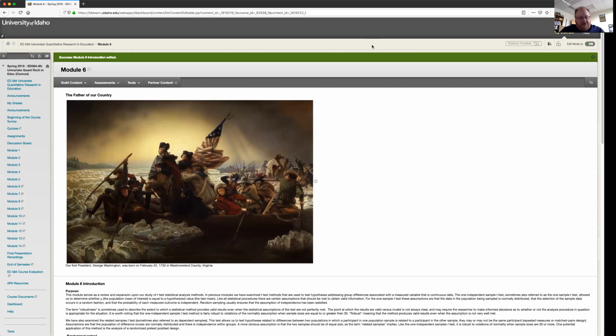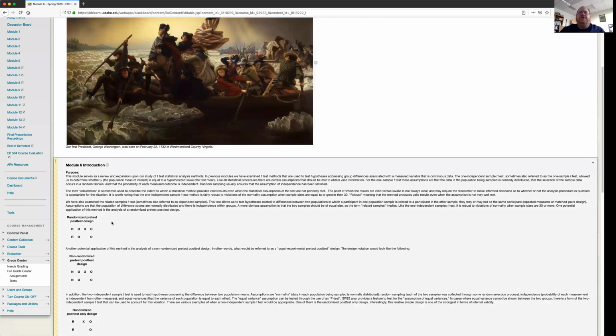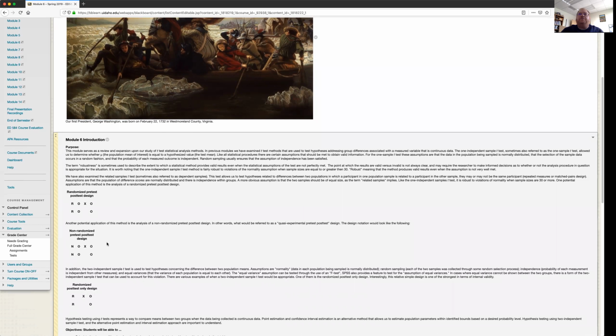One potential application of this method is the analysis of a randomized pretest post-test design. As you can see here, here is the notation for a randomized pretest post-test design. Another potential application of this method is the analysis of a non-randomized pretest post-test design. In other words, what would be referred to as a quasi-experimental pretest post-test design. The design notation would look something like the following, and here it is.